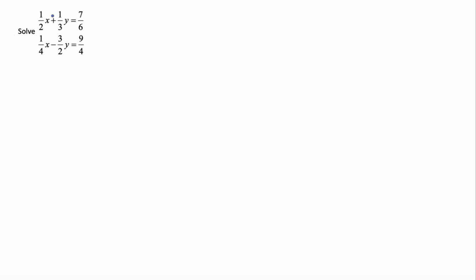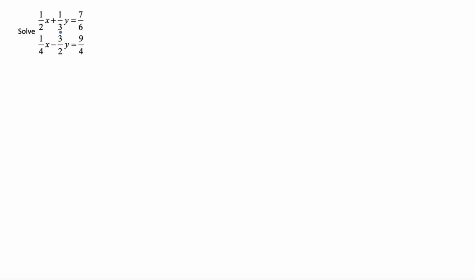All right, so we want to solve the system of equations. We have two equations here, right? Be careful with the fractions. Okay, we have 1/2 x plus 1/3 y equals 7/6. And the second equation is 1/4 x minus 3/2 y equals 9/4.